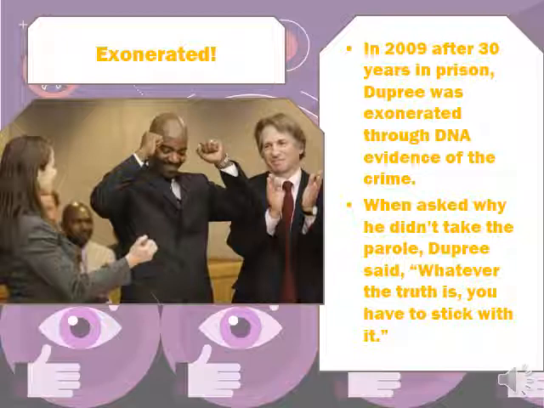When asked why he didn't take the parole, Dupree said, whatever the truth is, you have to stick with it. Within this course, you're looking at the element of truth. You're looking at the element of justice. You're looking at all these different elements. And again, you're looking at an individual who's saying, whatever the truth is, I am going to stick with that. Why? Because eventually, hopefully, I am still going to be looked at from the element of truth. And so with this individual, he was finally exonerated.